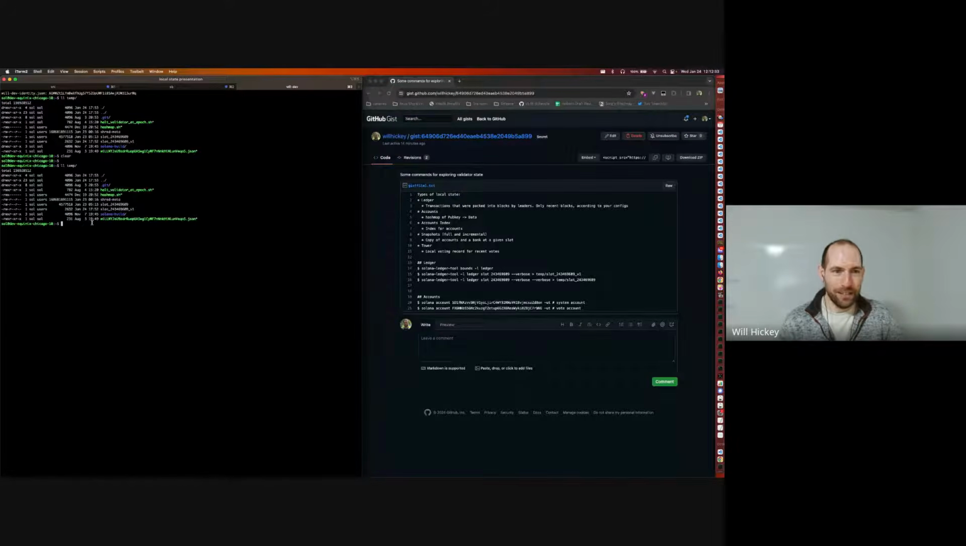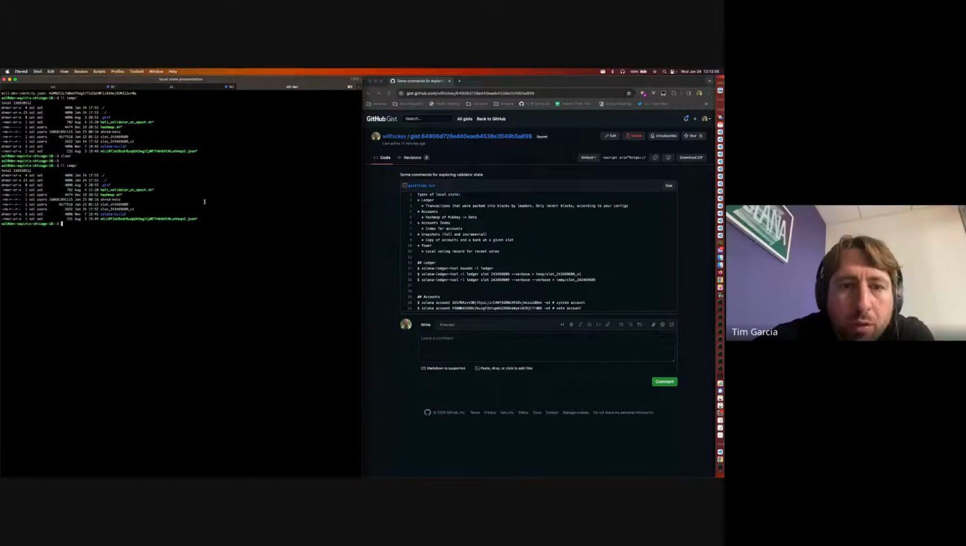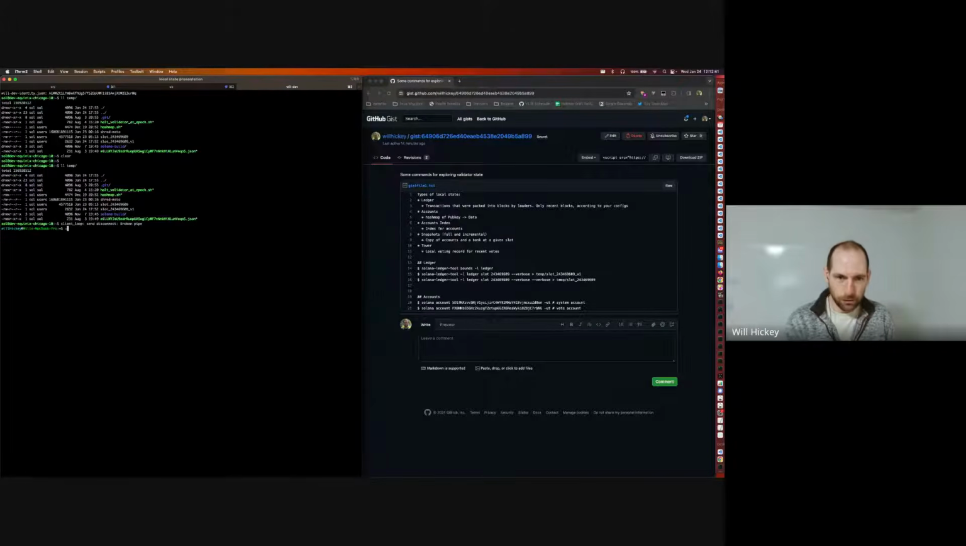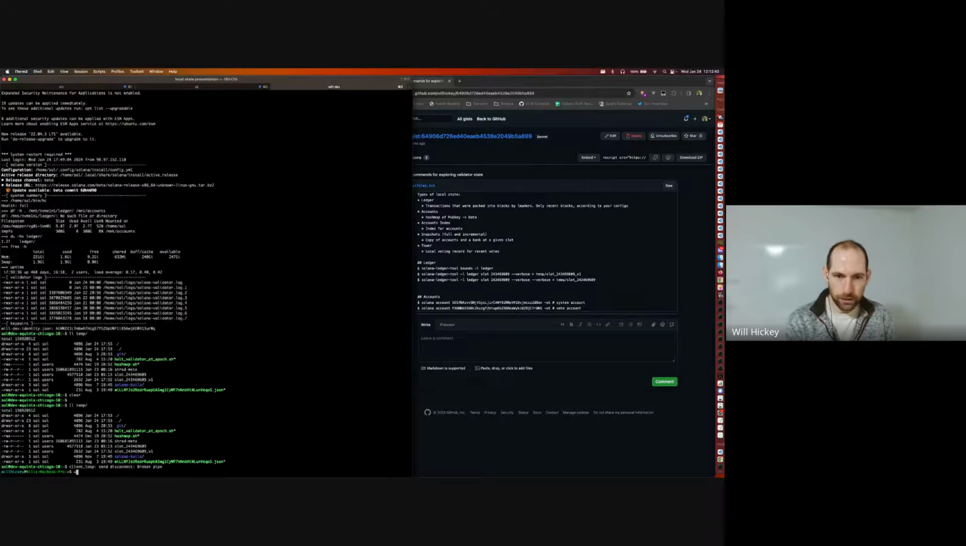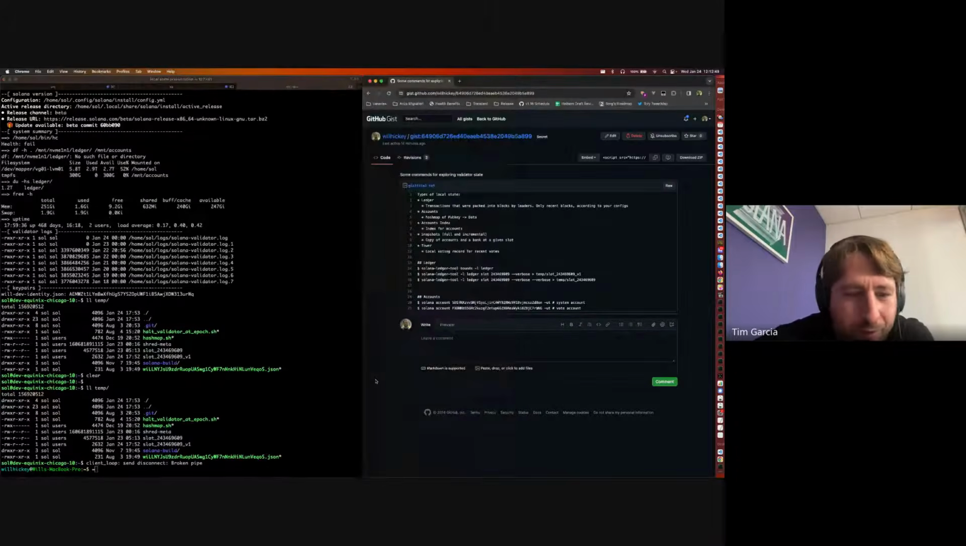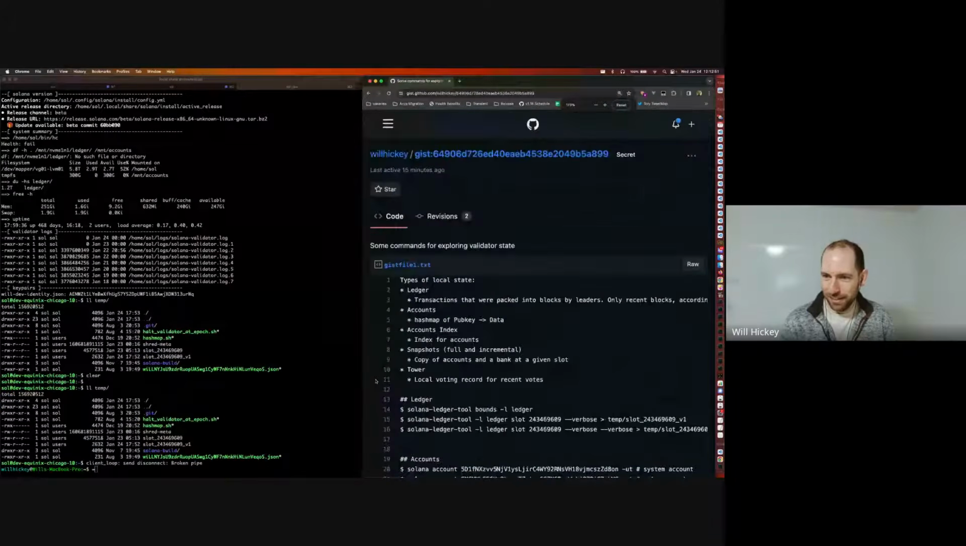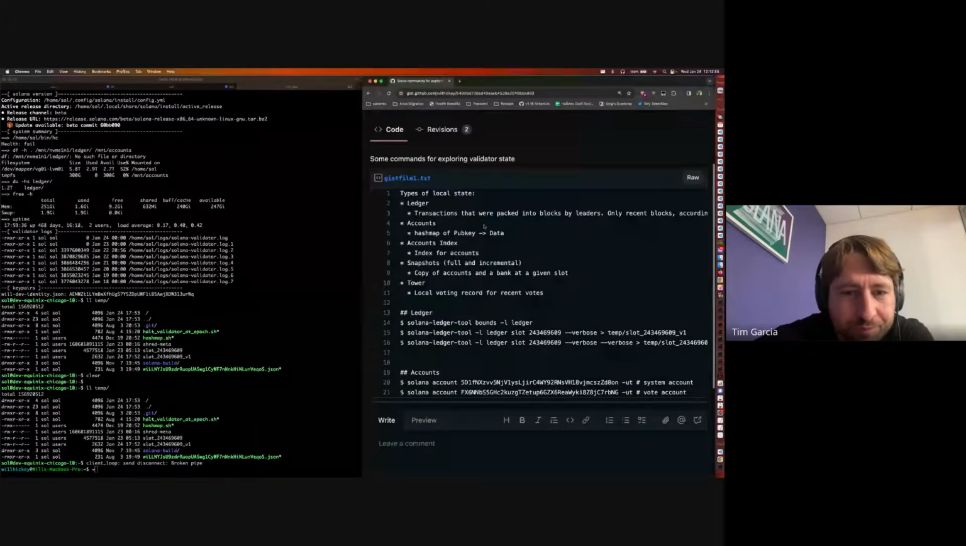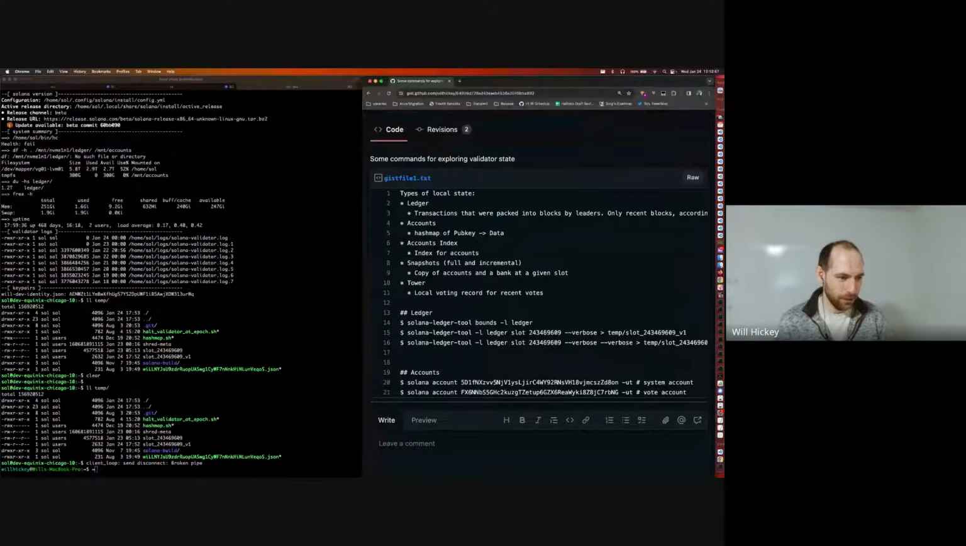Hey, Will, real quick, would you be able to increase the text size a bit for both? Absolutely. Thank you. Yeah, I hate that it also makes the window bigger on Macs. That's great. Okay. Yeah, thanks for the tip there.